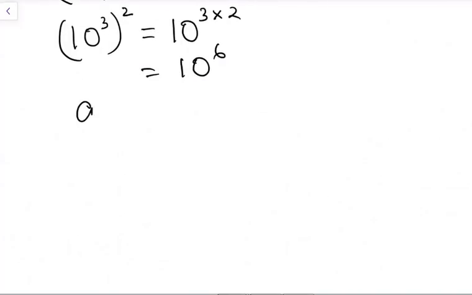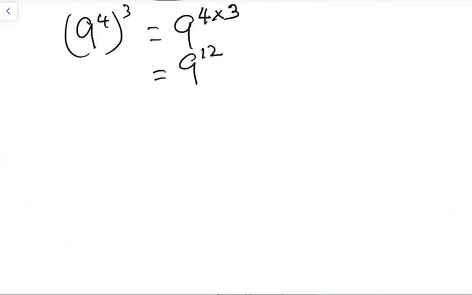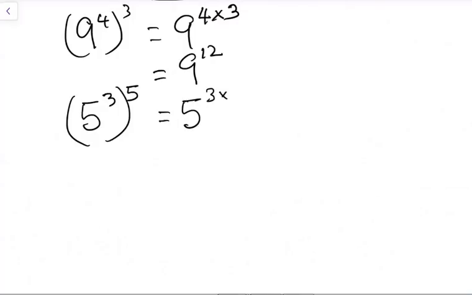Another example is 9 raised to power 4, and we have 3. What would this be? It's going to become 9 raised to power 4 times 3. We multiply the index, and this will give us 9 raised to power 12. And our final example, we have 5 raised to power 3 and everything to the power of 5. To solve this, to remove the bracket, we have 5 raised to power 3 times 5, and this will give us 5 to the power of 15.